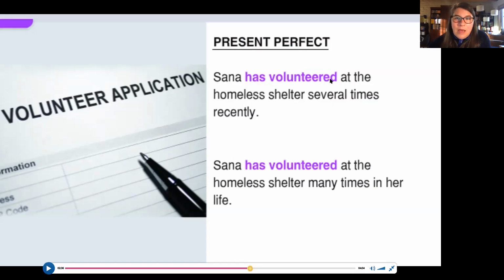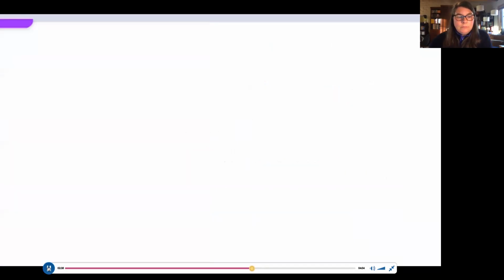Be careful. I know the grammar point for today is this part, several times recently, many times plus in her life, but most mistakes I see are in this part of the sentence, okay, which is just present perfect. Let's review. Okay.